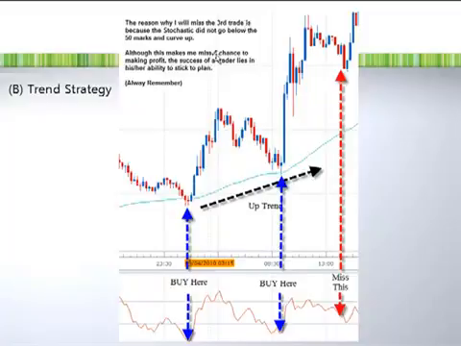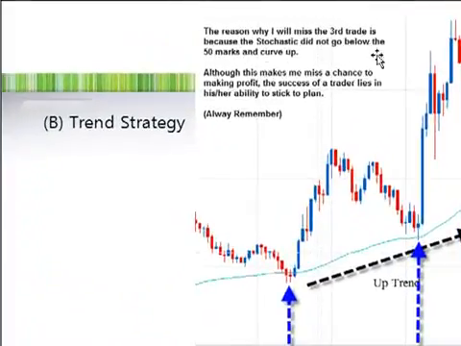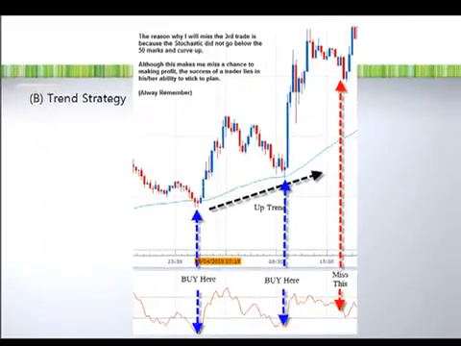Okay, and I actually highlight here the reason why I missed the third trade is because the stochastic did not go below the 50 mark and curve up. So although this made me miss a chance to make profit, the success of a trader lies in his ability to stick to the plan. You have to remember that as a trader, you have to always stick to the plan.